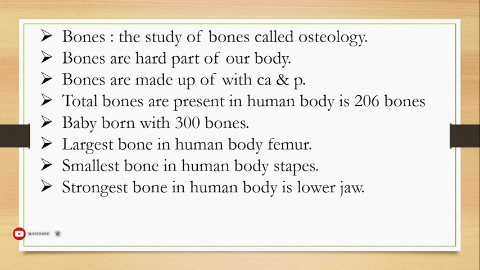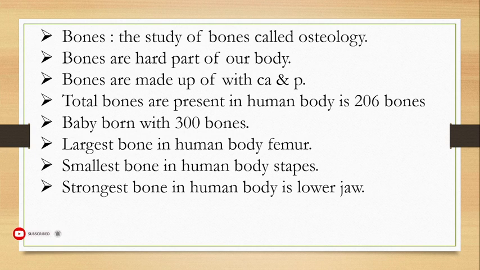The largest bone in the human body is the femur. These are the questions they most probably ask. What is the largest bone in the human body and the smallest bone in the human body? The largest bone is the femur, and the smallest bone in the human body is the stapes. The stapes is present in the middle ear, right?